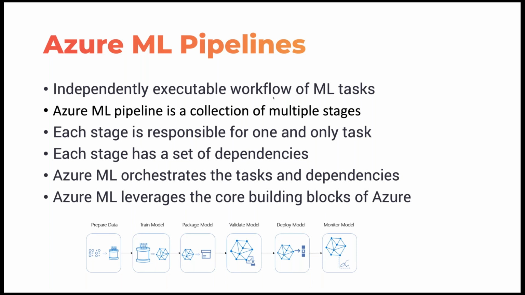So you will write a function to prepare the data. You will write another function to train the model. You'll write another function to package and deploy the model. Now, these functions are a part of, let's say, Python modules, and you can invoke them and call them in a sequence to execute all of this.